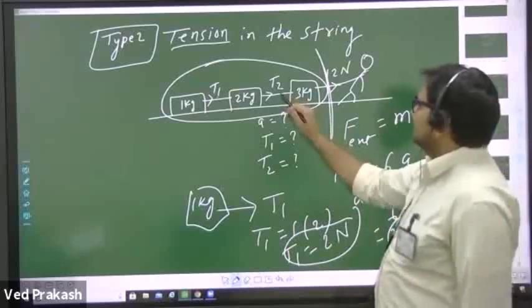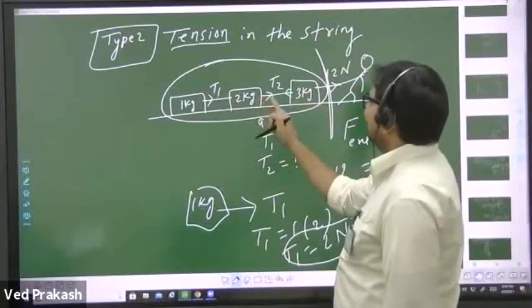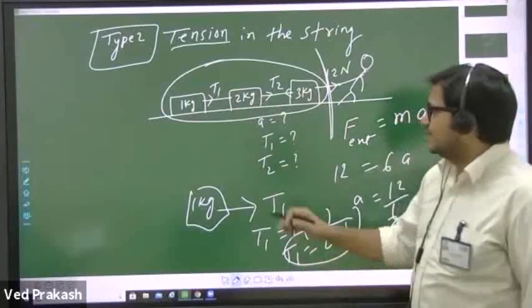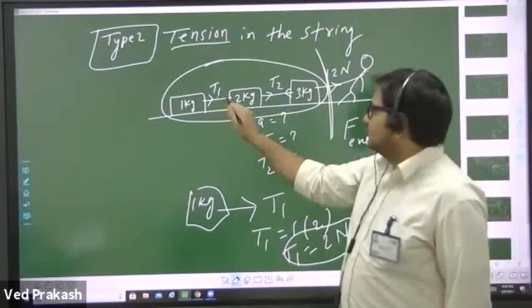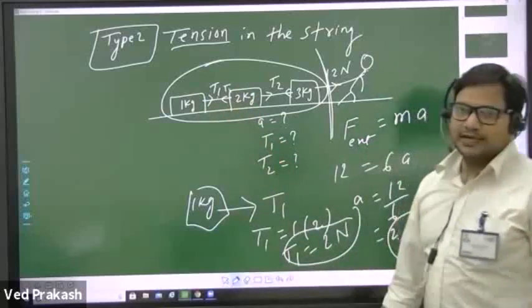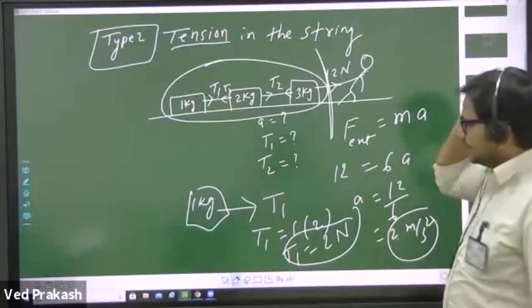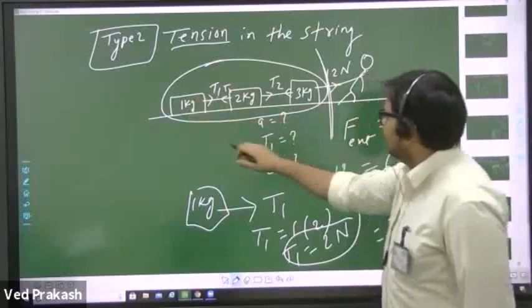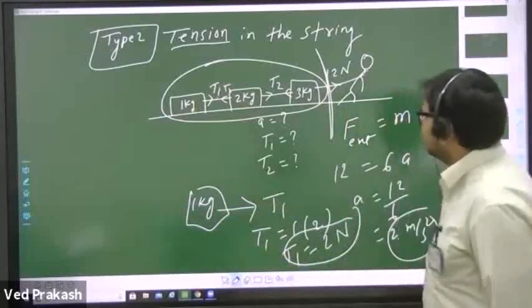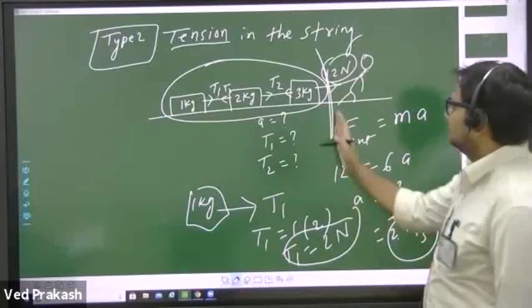This tension force will act in the leftward direction for the 3 kg object and in the rightward direction for the 2 kg object. Similarly, this tension force will act in the leftward direction for the 2 kg object and in the rightward direction for the 1 kg object. To solve such a numerical, you have to take this whole thing as a system, and 12 Newton will act as the external force for this system.